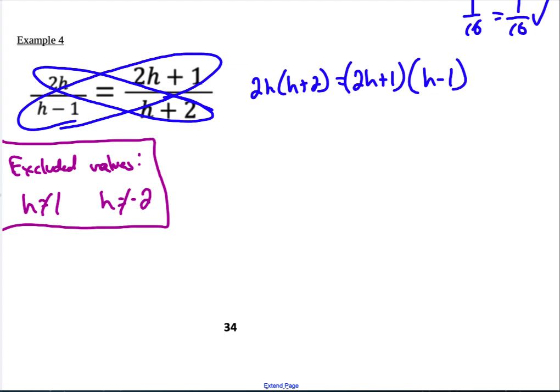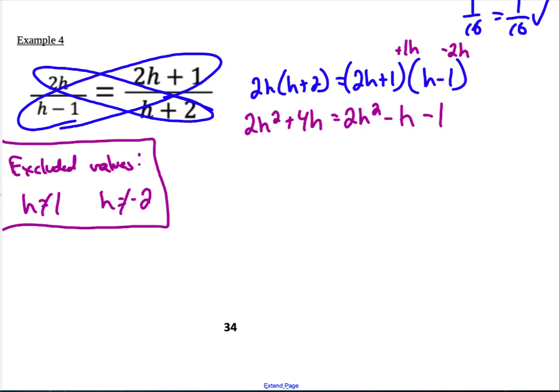Now I simplify each of those sides. 2h times h plus 2 is 2h squared plus 4h. Here I'm going to get 2h squared. I'm going to get a plus 1h, but a minus 2h. So that's minus 1h minus 1.